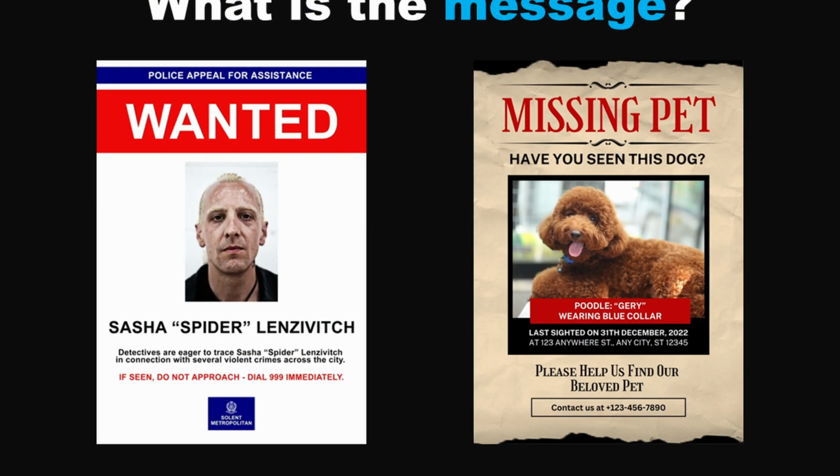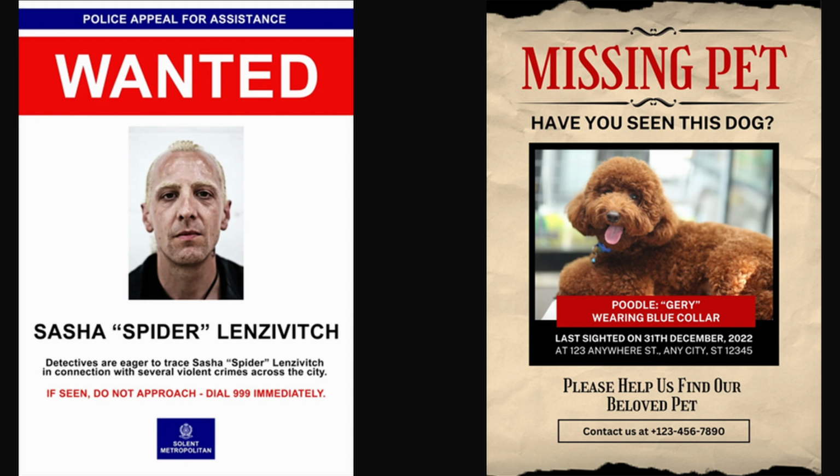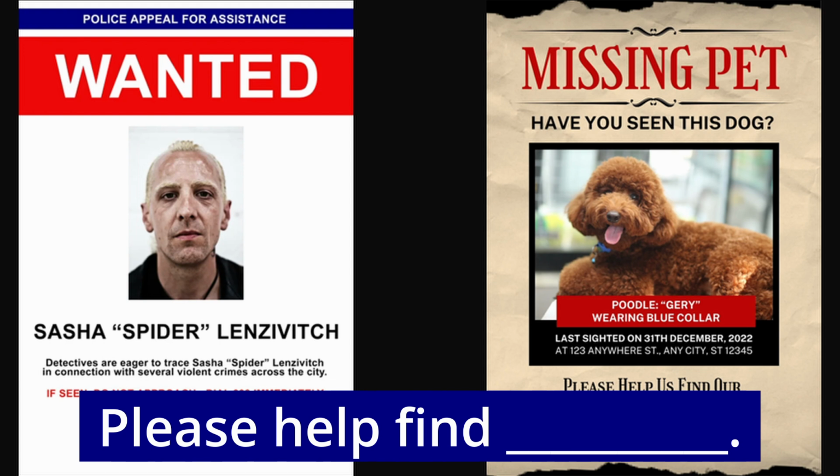The purpose of the ad on the left is to make the public aware of a danger and to ask for help or ask that they be vigilant. On the right, the purpose is to have people help to find a missing pet. Notice here the messages are almost similar. Please help us find fill in the blank. But the purposes are different, and each relies on a different exigence.